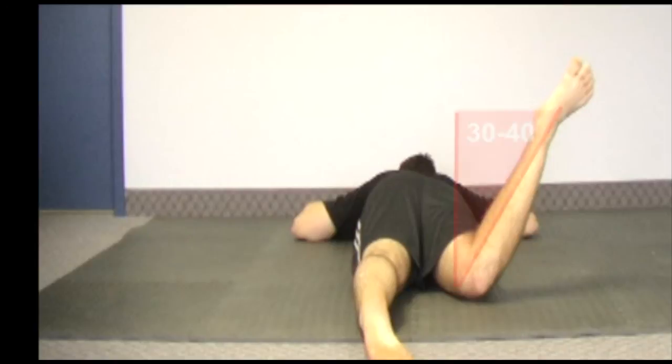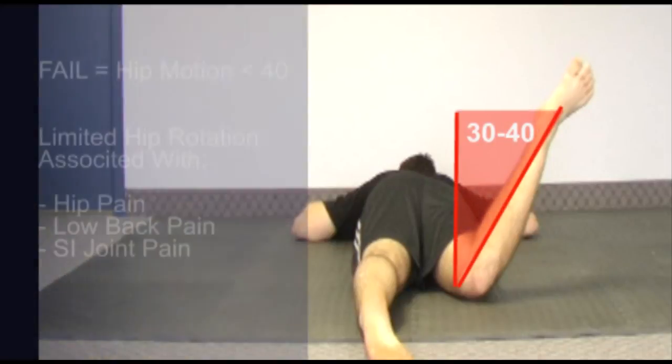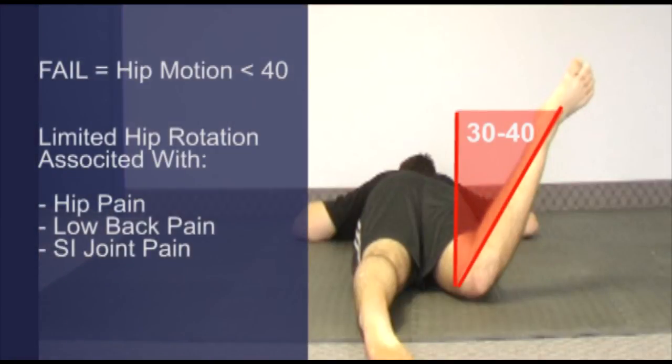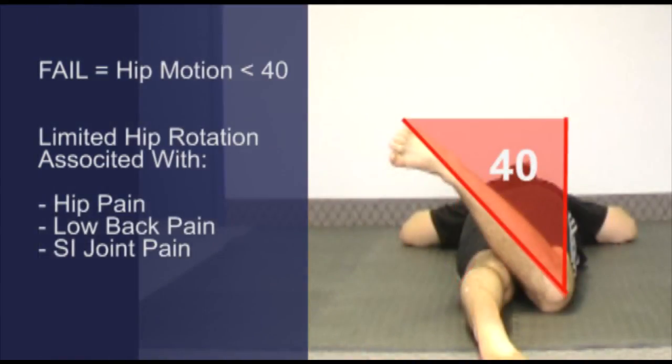Under normal circumstances, you should be able to rotate approximately 40 degrees to either side, and your range of motion should be even when rotating the hip in and out. You should also have symmetry between the right and left sides. Restricted range of motion or asymmetry between sides is a sign of tight hip rotator muscles, which may be limiting your running stride.